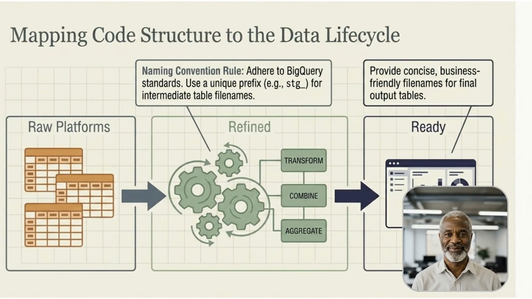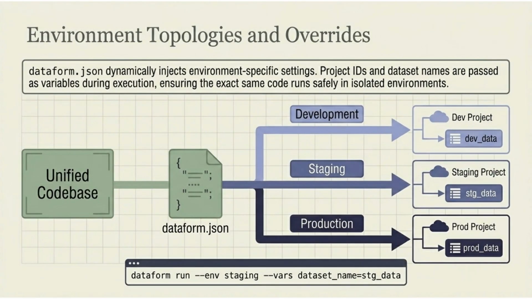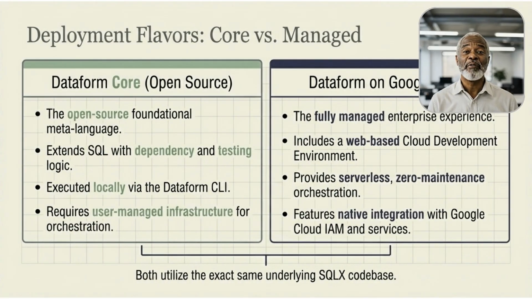DATAFORM supports environment topologies and overrides. The dataform.json file dynamically injects environment-specific settings, allowing the same unified codebase to run safely in isolated environments like development, staging, and production. DATAFORM offers two deployment flavors: core and managed. DATAFORM Core is open source and requires user-managed infrastructure. DATAFORM on Google Cloud is a fully managed enterprise experience, providing serverless orchestration and native integration with Google Cloud services.